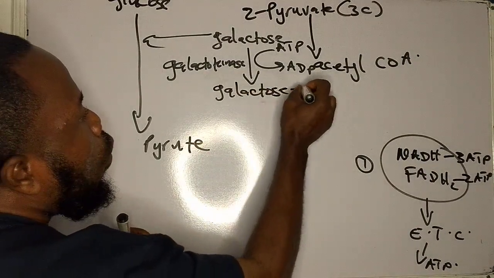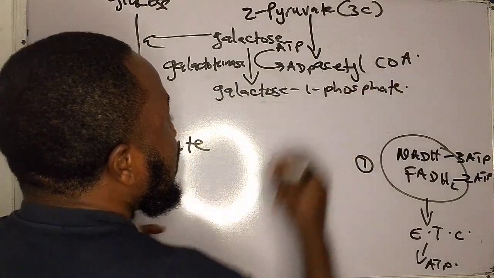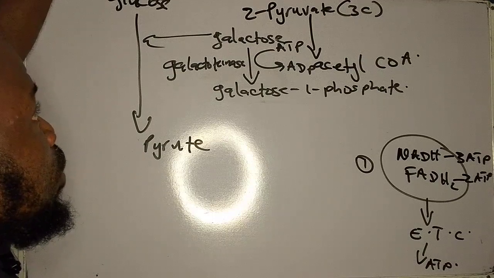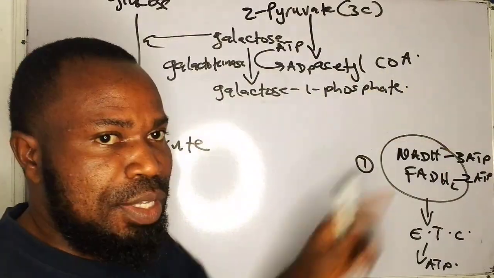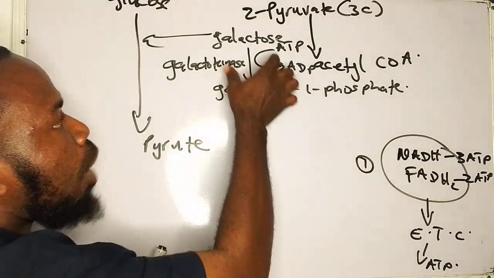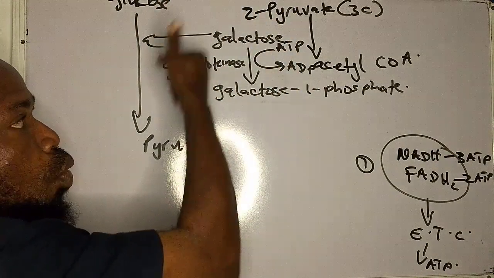galactose 1-phosphate. Unlike what happens with glucose in the glycolytic pathway, where phosphorylating glucose forms glucose 6-phosphate, in this situation we form galactose 1-phosphate. What am I trying to do here? I'm trying to bring out the Leloir pathway: how galactose enters into the glycolytic pathway.